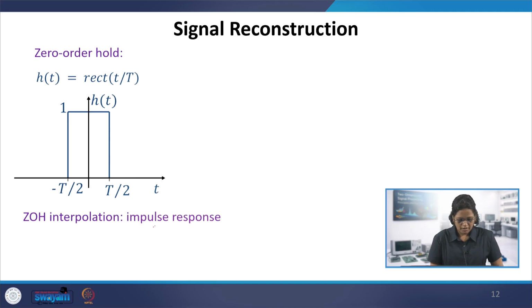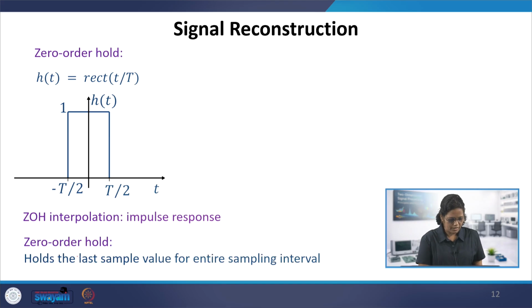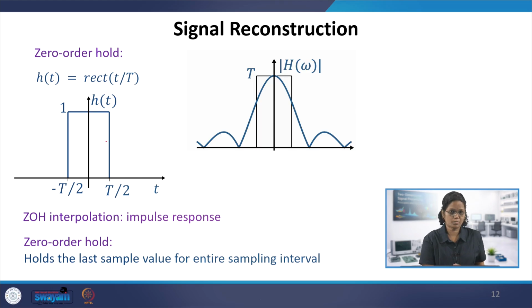So if this is the impulse response, what should we know about this ZOH? It would hold the last sample value for the entire sampling interval. This is used in the reconstruction process. This filter is called the zero order hold, whose impulse response is this.